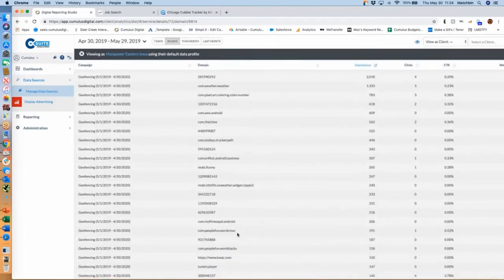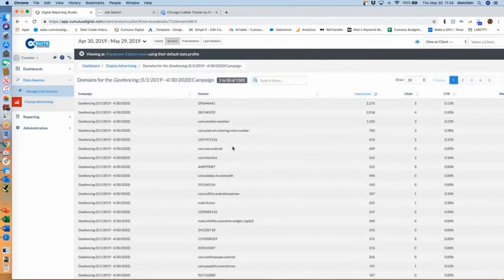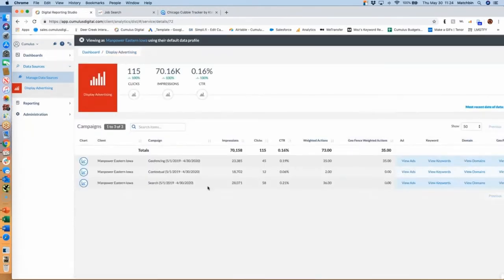So you can actually see all of the apps here, which makes sense though, because remember we're doing the geofencing campaign here, and with geofencing we captured mobile devices. So it just makes sense that a lot of people are on apps for this one specifically.